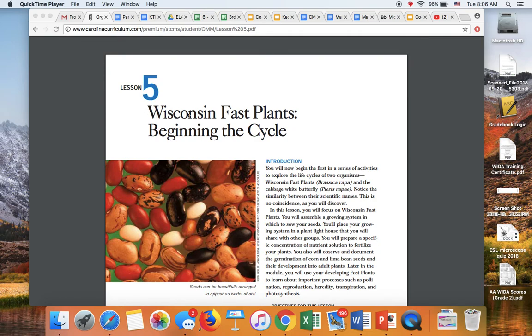Lesson 5, Wisconsin Fast Plants, Beginning the Cycle. Introduction.